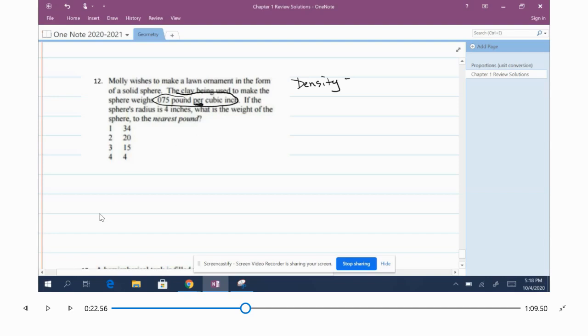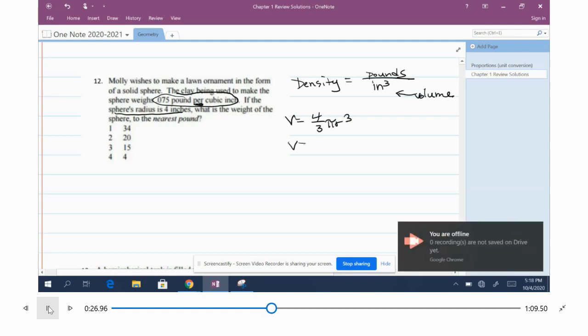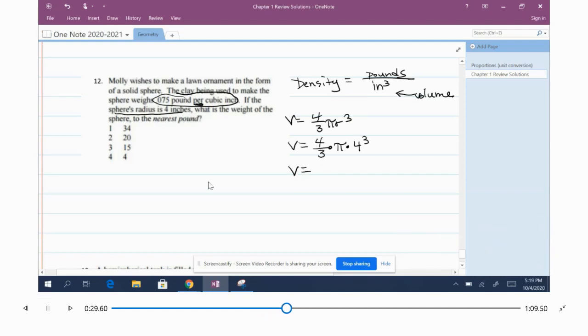Okay, so there's a couple ways to solve this one. Let's see how I do it this time. The sphere is going to be 4/3 pi r cubed. 4 is our radius, so that's going to have to be used to get our volume. And then the pounds we're going to solve for. Essentially they gave us the density. So what's happening here is I've solved for the volume.